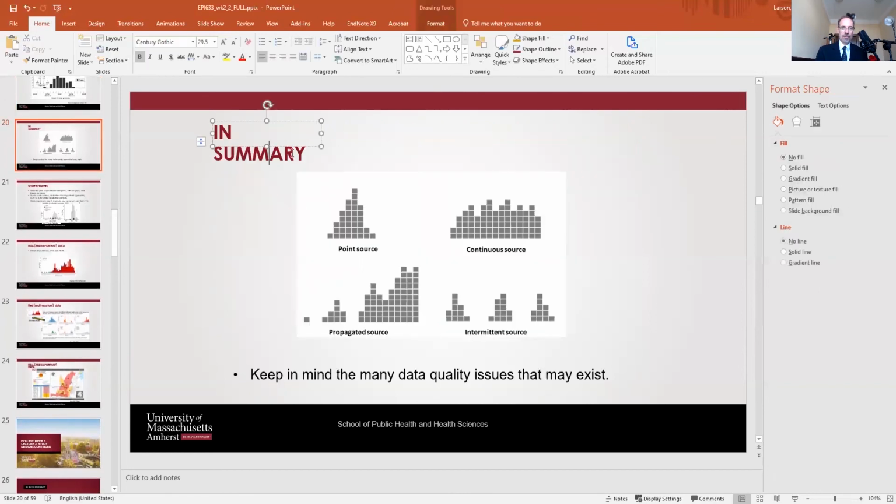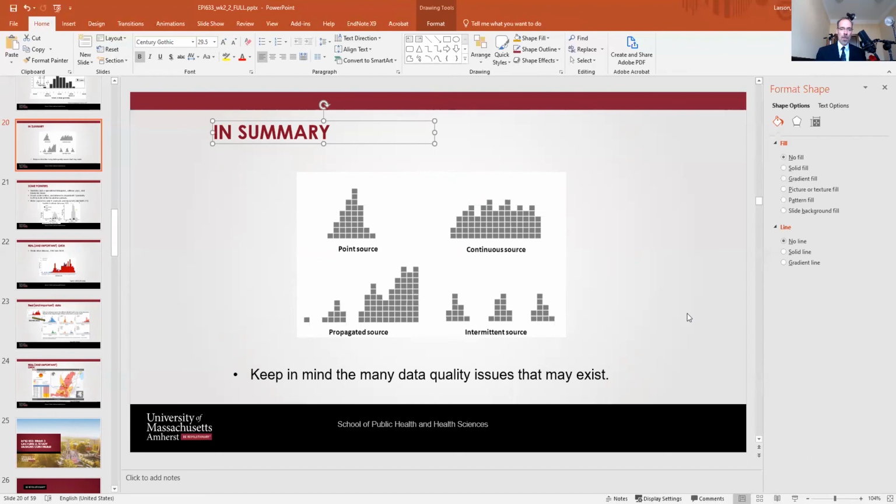So in summary, point source looks like this, epicurve looks like this, continuous source looks like this with all these regular spikes. Propagated source can have an increase of cases at the beginning, then maybe nothing, and then increases again over time, increasing over time, and then maybe dying out. Then intermittent source can be just random epidemics, random outbreaks at different points in time, because people are contracting it at different places.